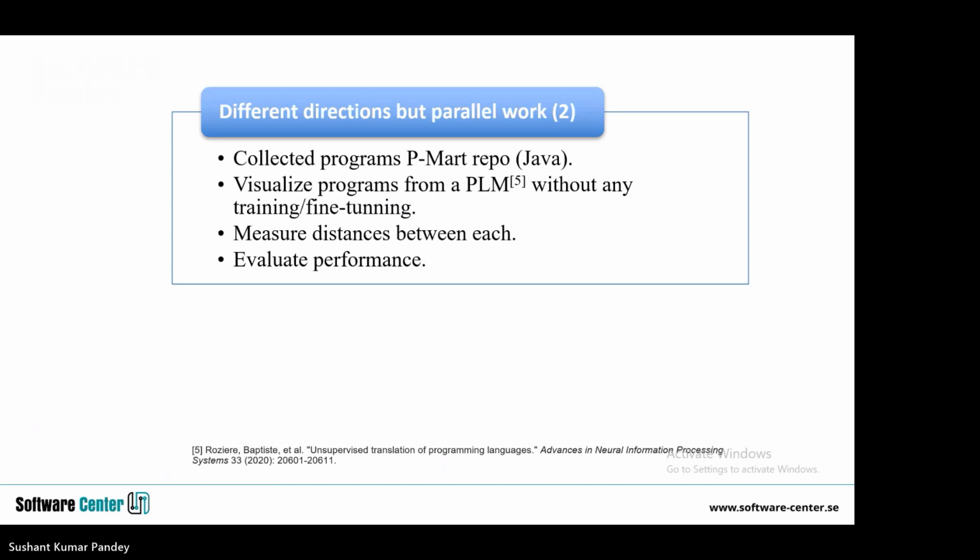Now our second study. This study is for Java based programs. There is one baseline repository, the PMART repository, which has some programs, but not so many that we can train a model. So we used this repository for visualization of a PLM that we explored in the previous study, and we used a distance measure, cosine distance, to measure the distance between the programs, and based on the distance measure, we evaluated the performance.